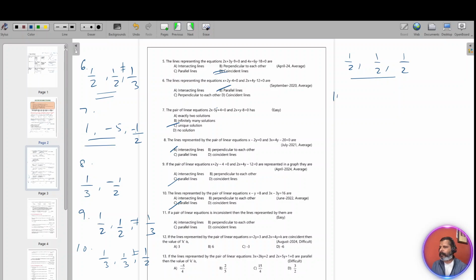11th one. If they're inconsistent, it means always parallel lines, remember.